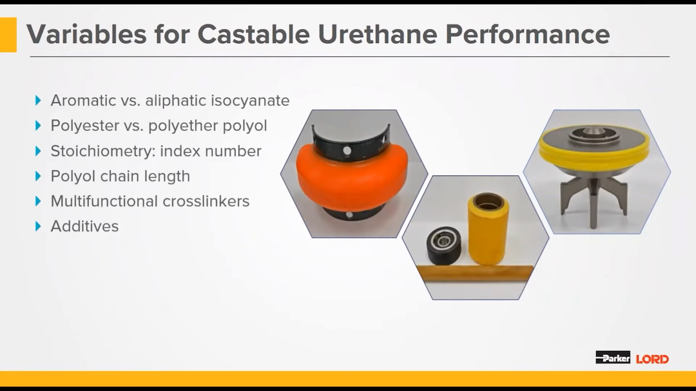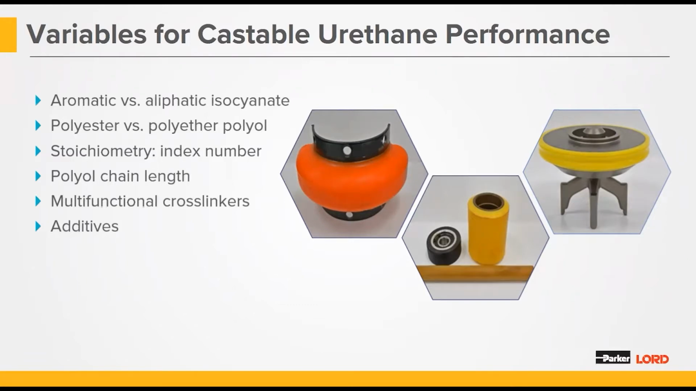Polyester versus polyether polyol. Let's say you wanted to produce a good that worked well in high moisture or water areas. Then you'd want to choose a polyether because the polyester will hydrolyze. So stoichiometry can also affect how the castable urethane performs. Stoichiometry is the ratio of the curative to the isocyanate. It's often referred to as the index number.